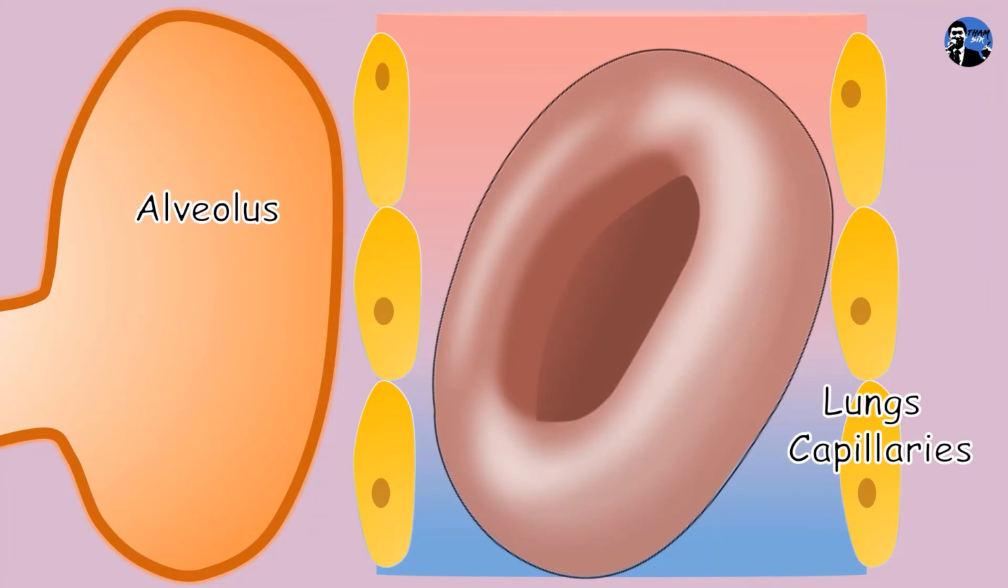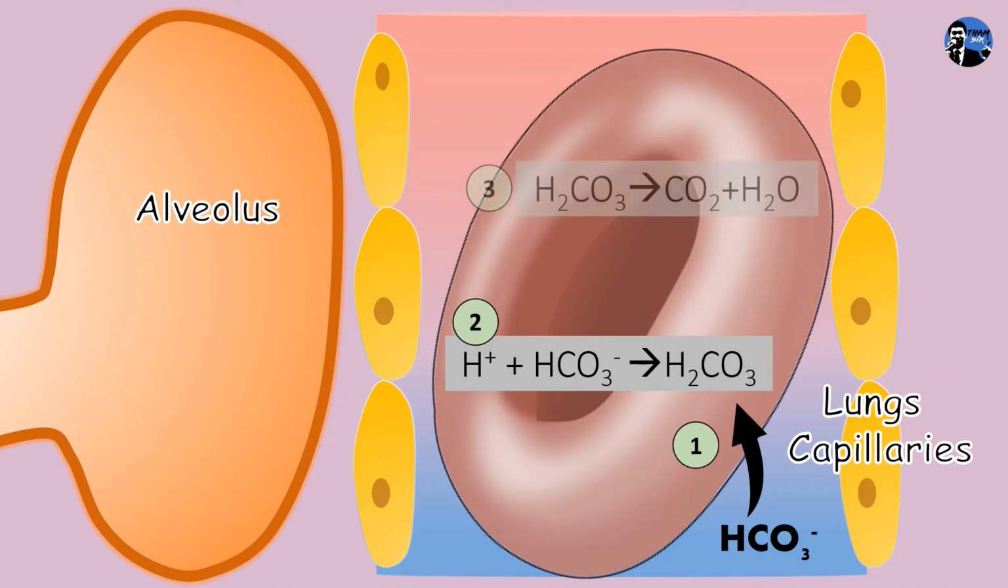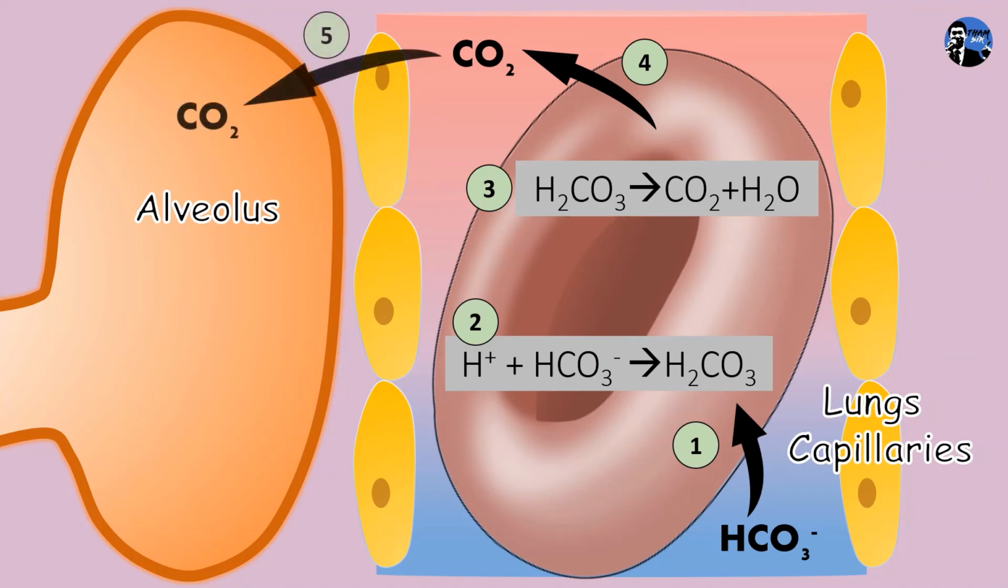As deoxygenated blood reaches the lungs capillaries, bicarbonate ion diffuses from the blood plasma into the red blood cell. Hydrogen ion combines with bicarbonate ion to form carbonic acid. Carbonic acid dissociates or breaks down into carbon dioxide and water. Now, carbon dioxide diffuses out from the red blood cell to the blood plasma. Lastly, carbon dioxide diffuses from the lungs capillaries into the alveolus.